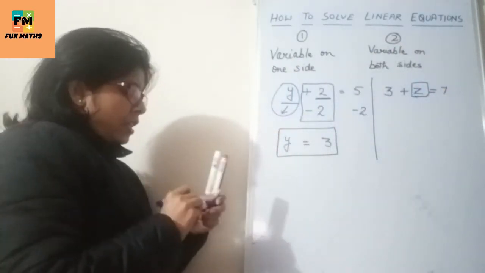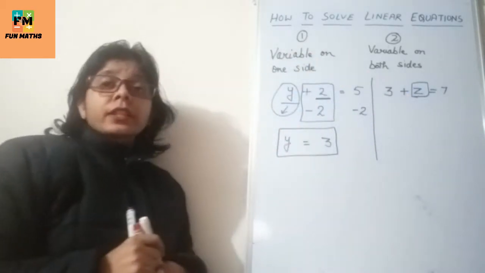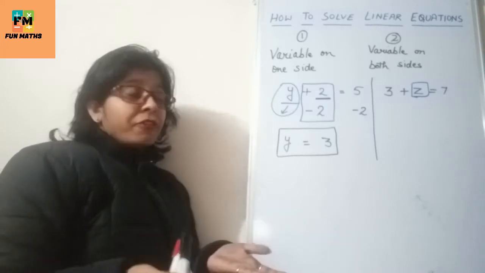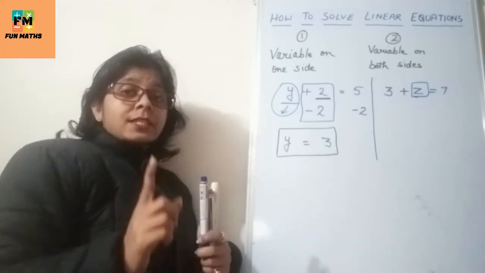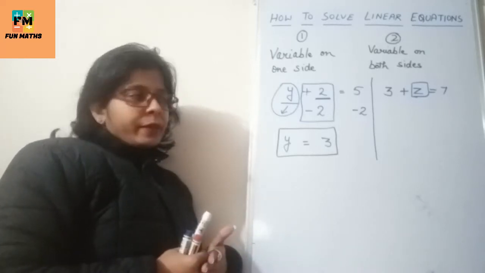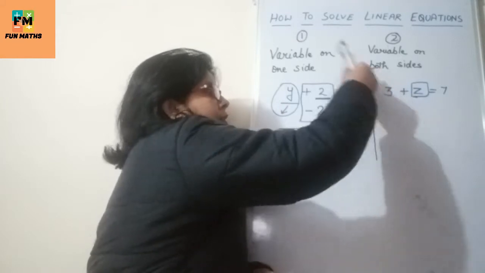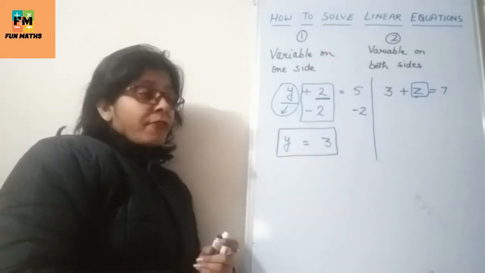Now, if you see, with this z, we have number 3 on the left hand side. We cannot find it directly. So, what is the first task? First task is to separate the variable, right? How can we separate? For the separation, we want to get rid of this number 3. This is the first task.